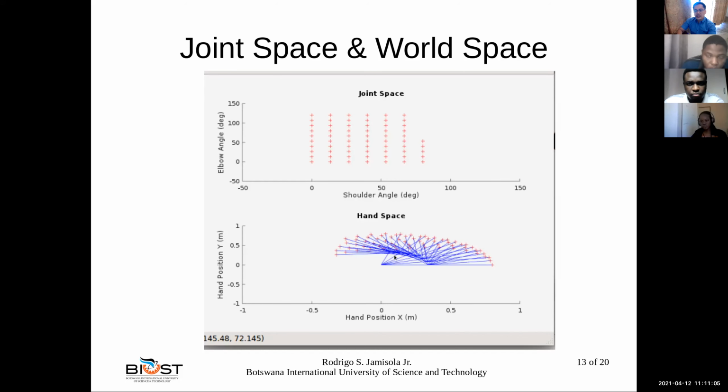But this is not a very meaningful motion, because what we really want is to control the hand of the robot, not the joint values. We want to control it the other way around. We want to control how the hand moves and then compute the joint values that correspond to that hand motion, or that hand position in the workspace.